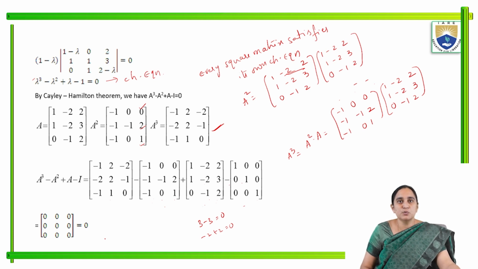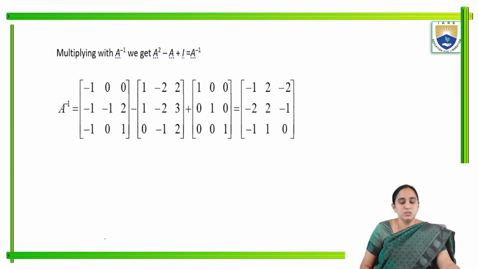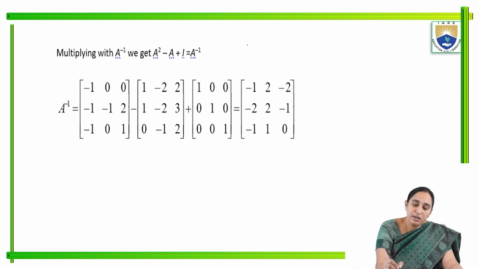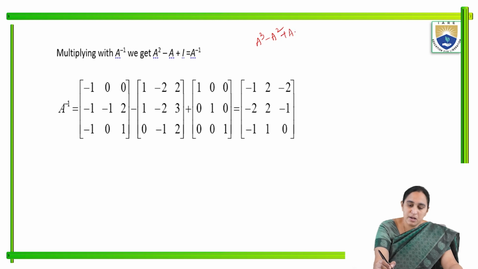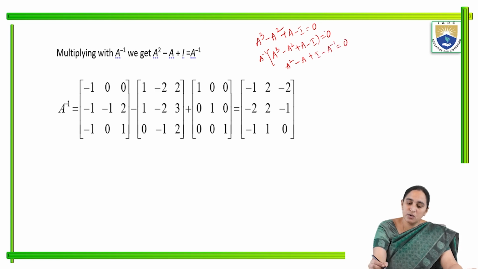A cube minus A square plus A minus I is equal to 0. From that, multiply both sides with A inverse. A inverse into A cube is A square, minus A, plus I, minus A inverse is equal to 0. From that, A square minus A plus I is equal to A inverse.